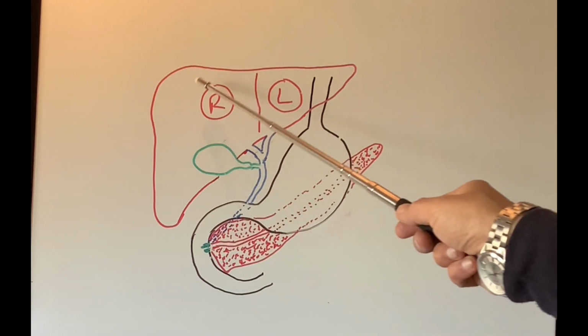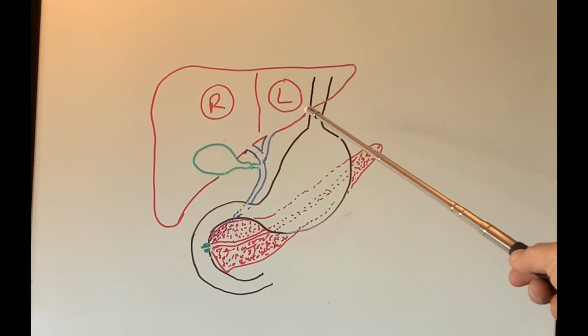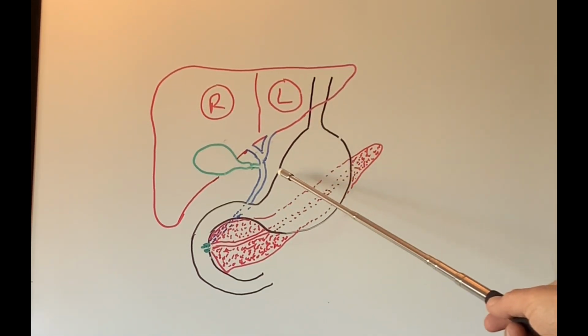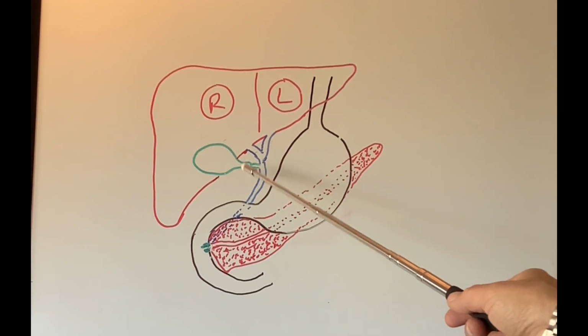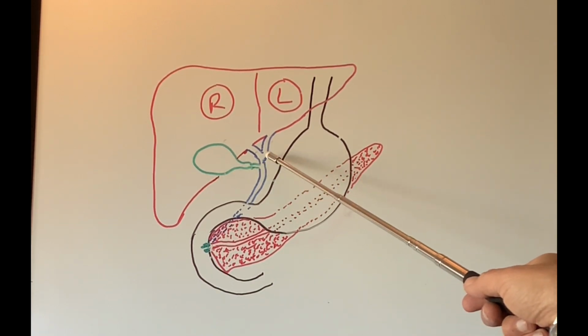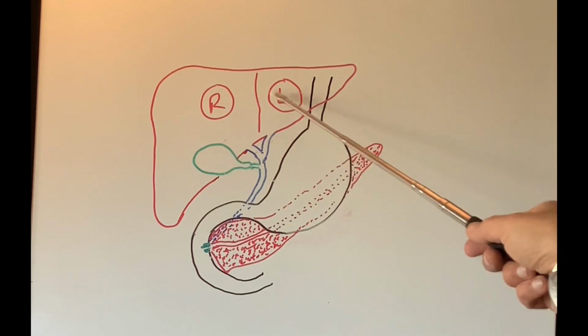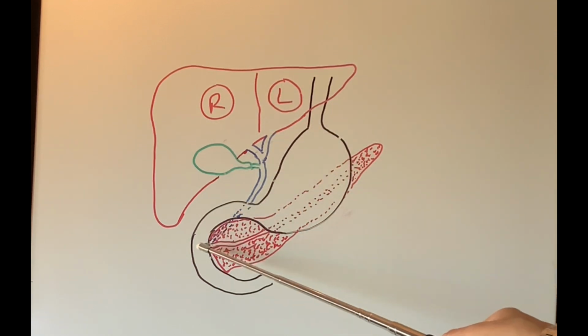And what is produced by the liver? It produces the bile, which is the yellow-green substance that we sometimes vomit if we are feeling sick. And that is what's produced by the liver and runs into the duodenum through the bile duct.